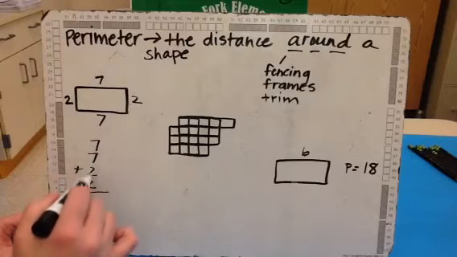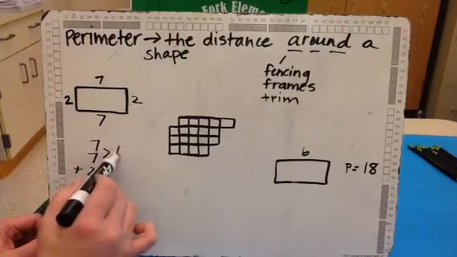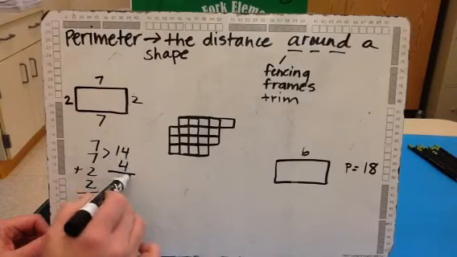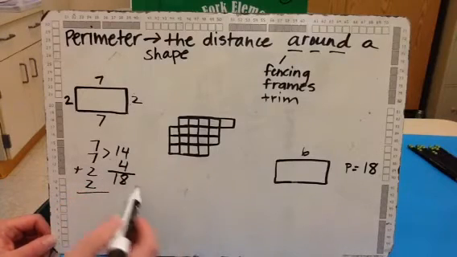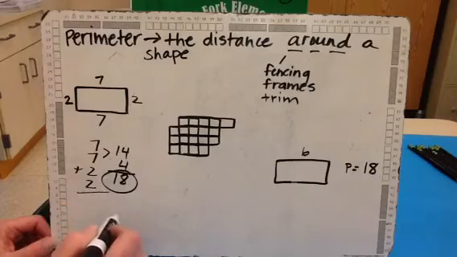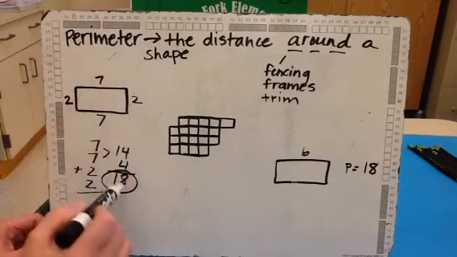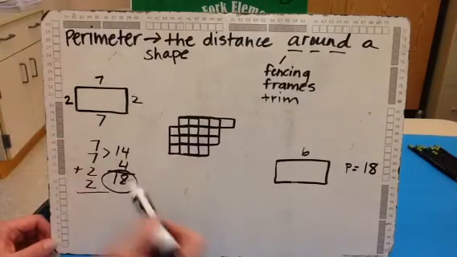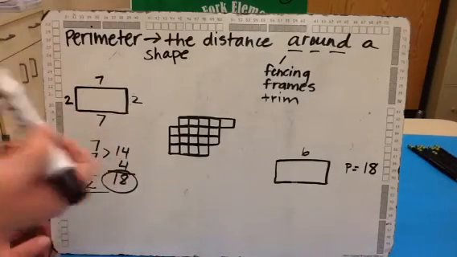So now I can either add straight down or I can simplify a little bit and know 7 and 7 is 14, 2 and 2 is 4, and then I can use that to add my 1s and 10s. So 18 is my perimeter. Now if this was inches, it would be 18 inches around. If it was feet, 18 feet around. If it was miles, it would be 18 miles around.